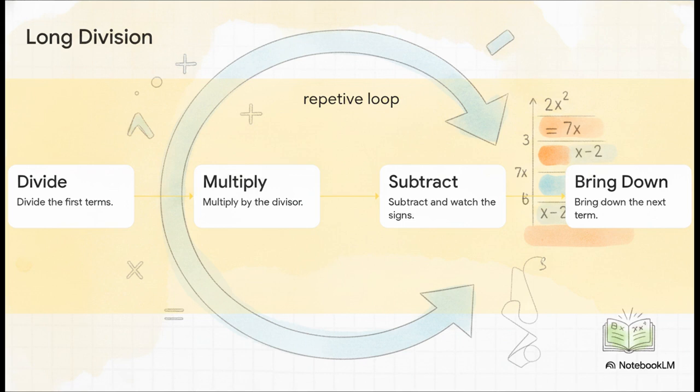Subtract that, and be super careful with your negative signs here, which gives us negative 3x. Bring down the positive 6, loop again. Negative 3x divided by x is negative 3. Multiply negative 3 by x minus 2 to get negative 3x plus 6. Subtract that from our remaining terms, and boom, the remainder is exactly 0. We land perfectly at a quotient of 2x minus 3.